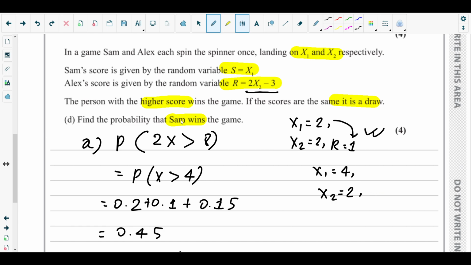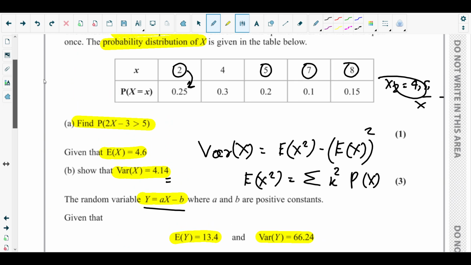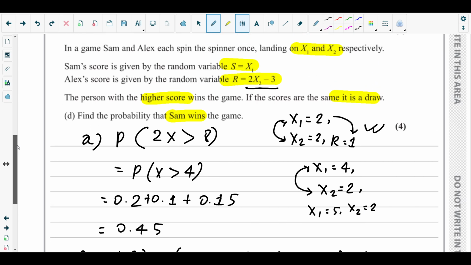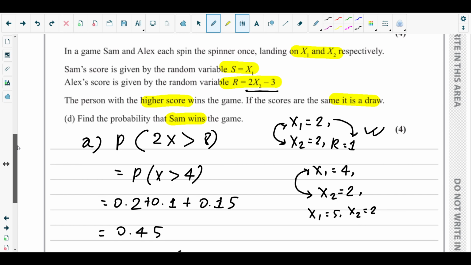Okay, so we got 2 combinations so far. x1 should be 2 and x2 should be 2. Second case, x1 should be 4 and x2 should be 2. Next, consider x1 to be 5. If x1 is 5, then definitely x2 equals 2 is acceptable, because if x2 is 2, then r is 1, which is less than 5, so definitely it is acceptable.